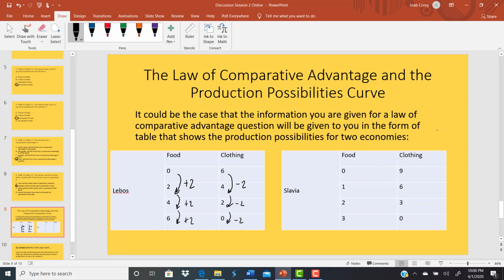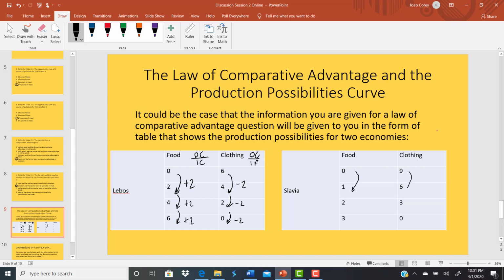So given that they're exchanging 2 units of food for 2 units of clothing, it comes up to the fact that the opportunity cost of food is 1 unit of clothing, and the opportunity cost of clothing is 1 unit of food, right? Because if you're giving up 2 to gain 2, it's the same as giving up 1 to gain 1.